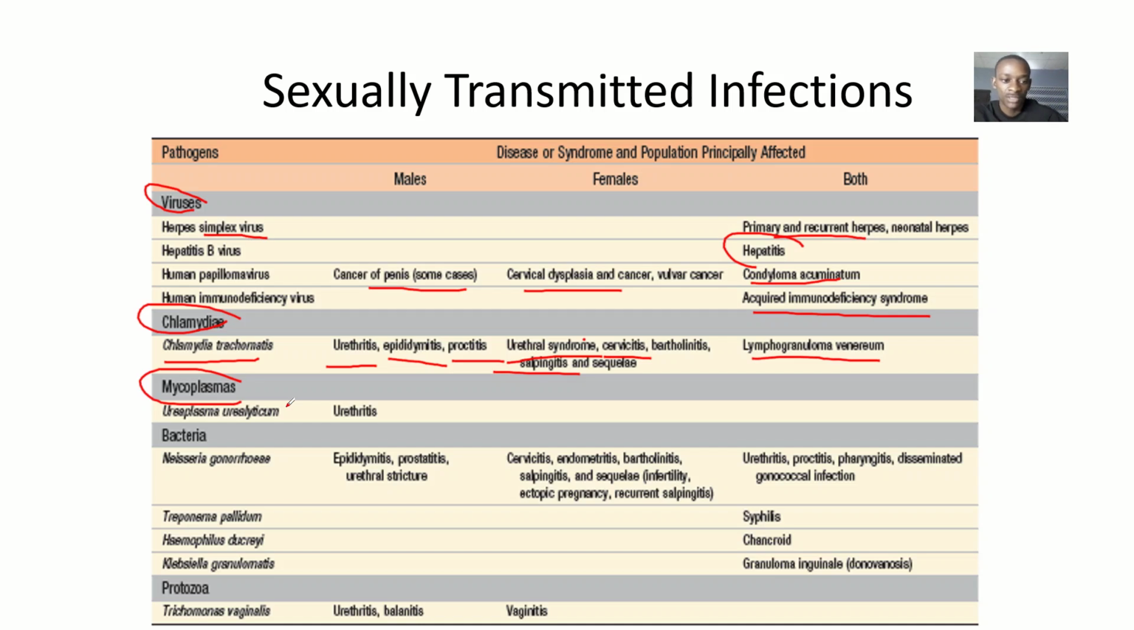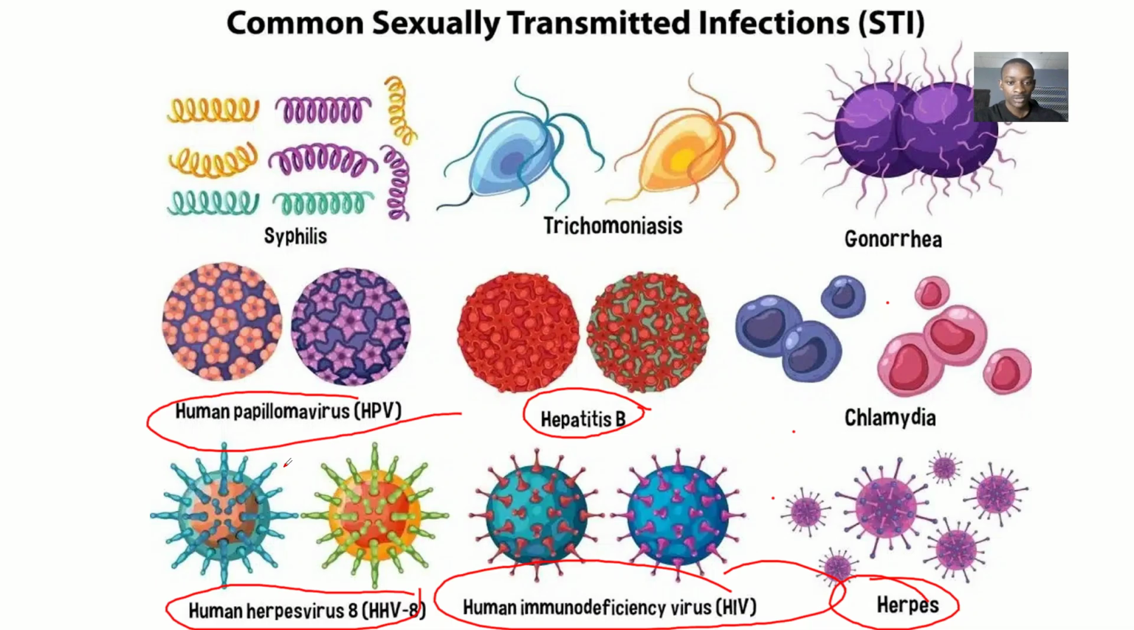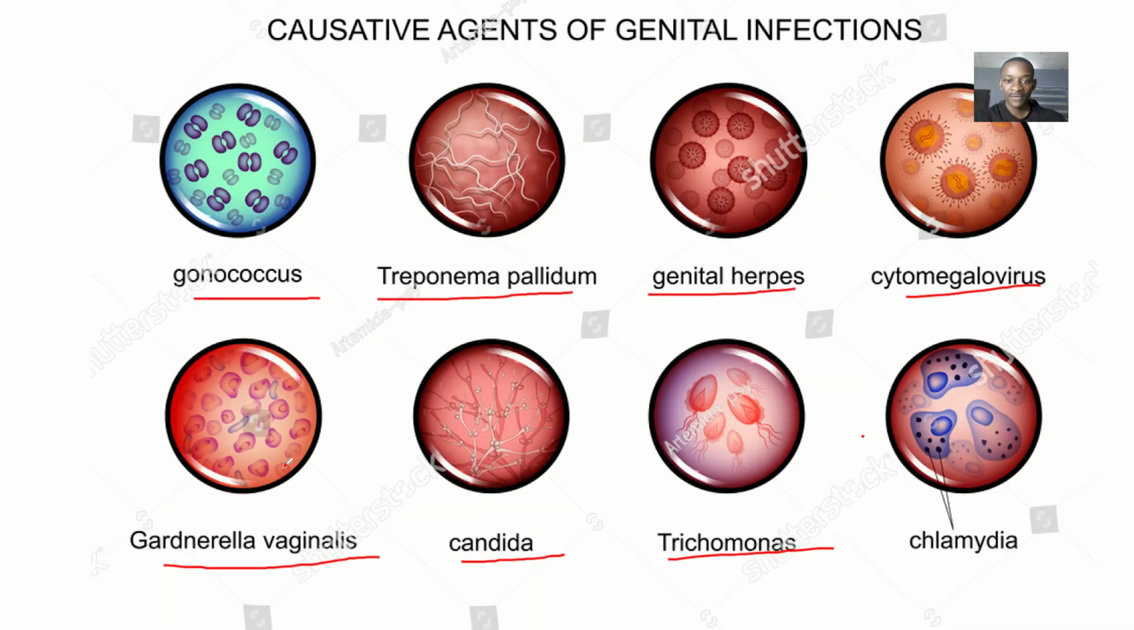Okay. Then going to the mycoplasmas, we have what? Ureaplasma urealyticum. And this type of organism can only cause what? Disease condition only in males, and that's the what? Urethritis, inflammation of the urethra. Then going to the bacteria, we have the Neisseria gonorrhoeae. From the name, you know that this is the causative organism for gonorrhea.